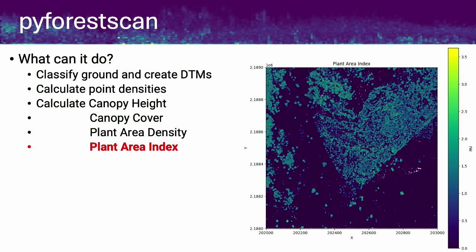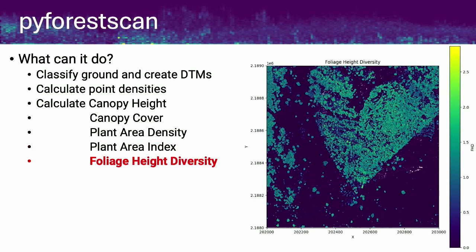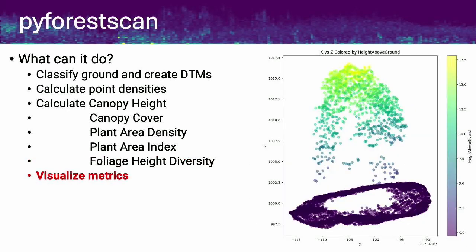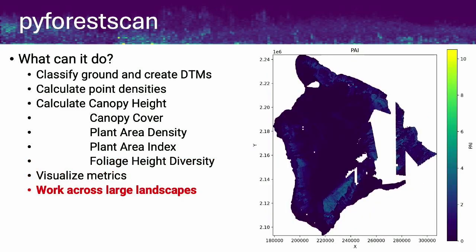It can calculate plant area index, which is very analogous to leaf area index, a very useful metric in ecology and when looking at forests. It can calculate foliage-height diversity, which tells you a little bit about the complexity of the vertical structure in forests. It has some tools to help visualize these metrics. It can work across very large landscapes, like the big island of Hawaii, which is pretty big.